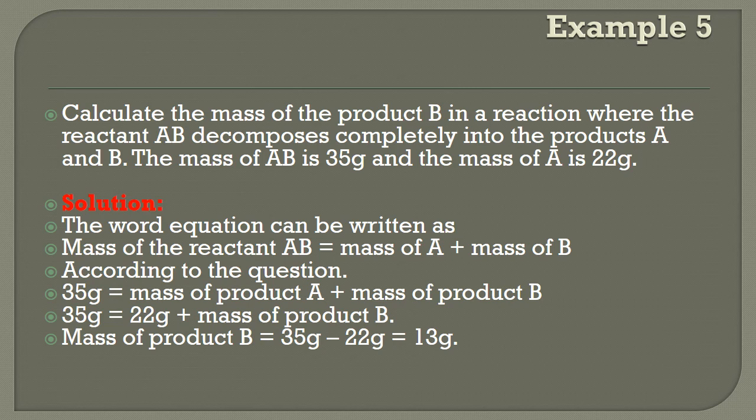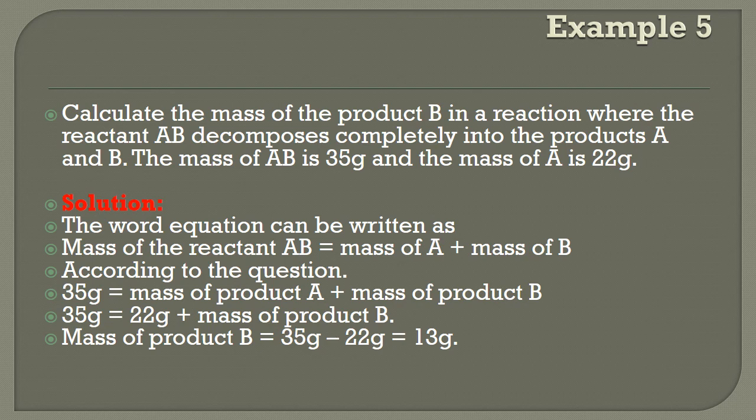The word equation can be written as mass of the reactant AB is equal to mass of A plus mass of B. Now, as per the law of conservation of mass, the mass of the reactants is equal to the mass of the products. Then 35 gram is equal to mass of the product A plus mass of the product B. Then 35 gram is equal to 22 gram plus mass of product B.